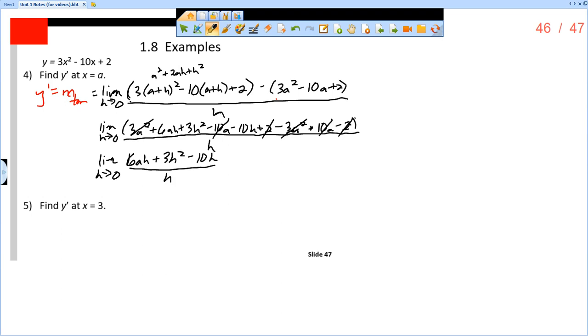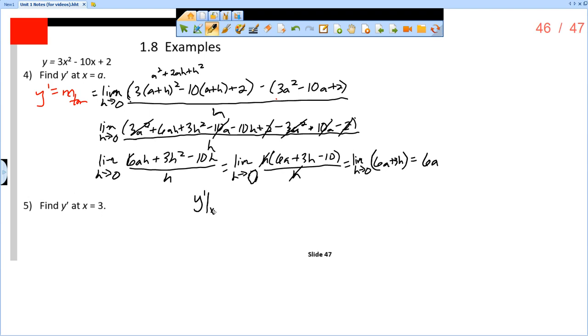Now if everything without h has subtracted out, that means I can factor h out of all of the remaining items so that it can reduce. So h times 6a plus 3h minus 10, all divided by h. So h reduces, and I'm left with the limit as h approaches 0 of 6a plus 3h minus 10. Then you evaluate h equals 0, and you get 6a minus 10. So y prime evaluated at x equals a is 6a minus 10.